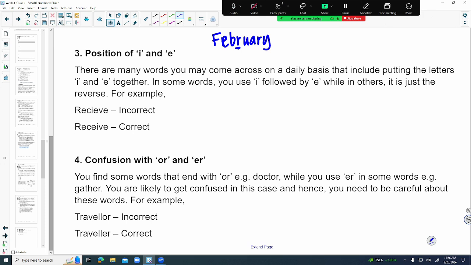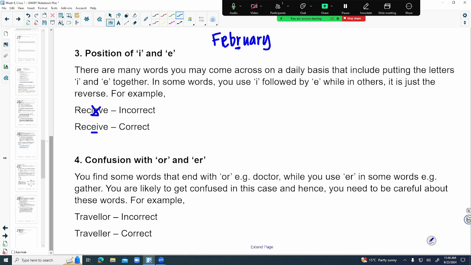Number 3, position of I and E. This one's tricky. So which comes first, the I or the E? There are many words that come across. So, receive as an example here. R-E-C-I-E-V-E is incorrect. It's E-I.